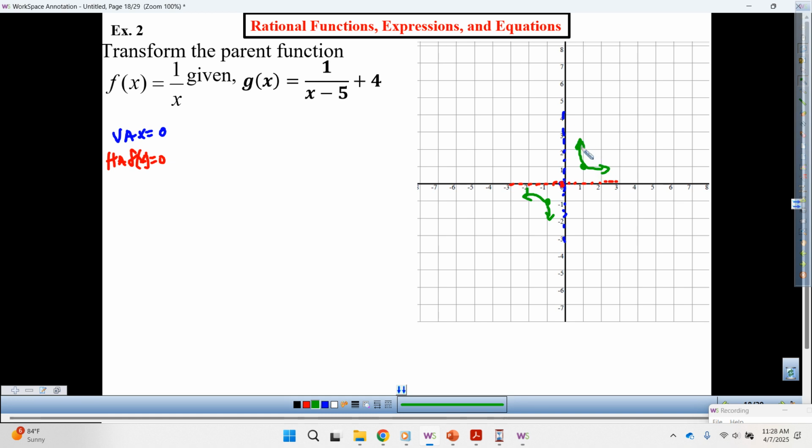All right. From there, we need to transform it according to this. So here we're going to move everything according to that. Where are we moving everything? All right, Denise, where are we moving everything? 5 to the right and 4 up. All right, so I'm going to start with my asymptotes. So where do they intersect? Right here. I'm going to move that 5 to the right. 1, 2, 3, 4, 5. 1, 2, 3, 4 up. So now my asymptotes are right here and here.